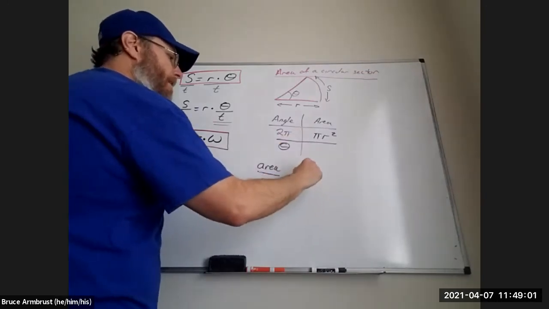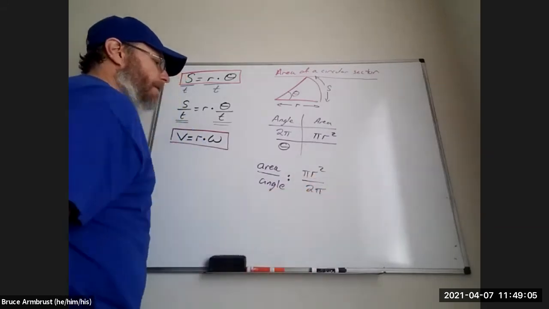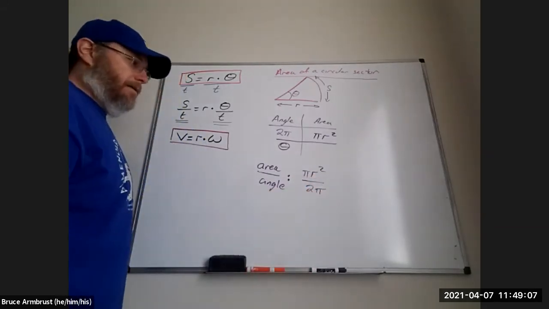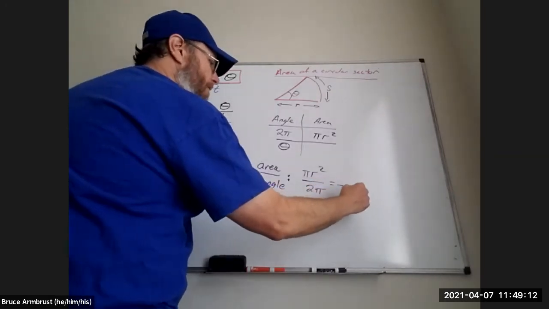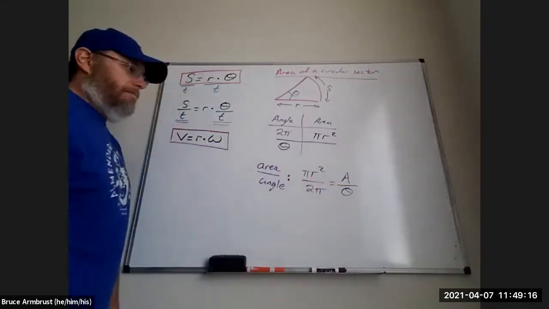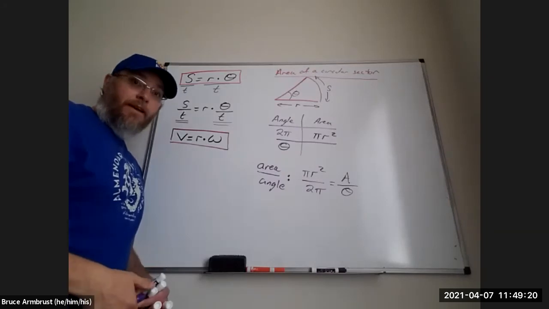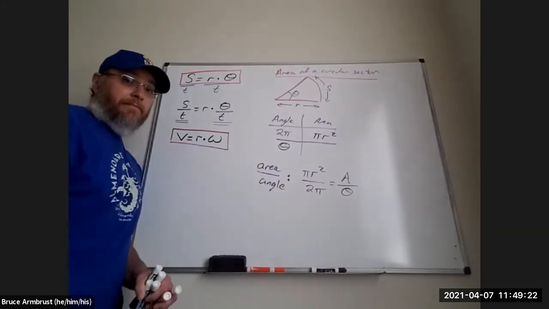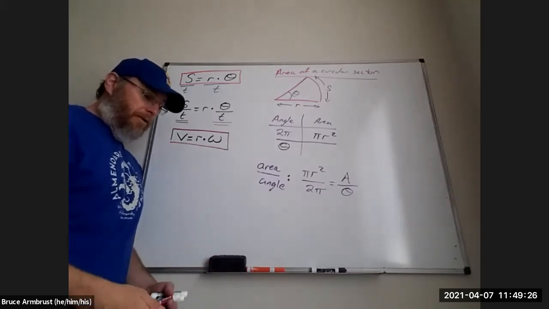So I'm going to get a full pi r squared if I do an angle of 2 pi. If I do a portion of it, if I do an angle of theta, I'm going to get some unknown area. But it's just a proportion of it, depending upon what proportion of the full rotation I just did.